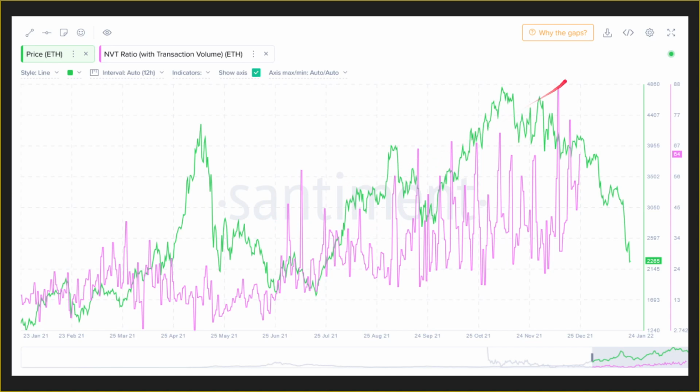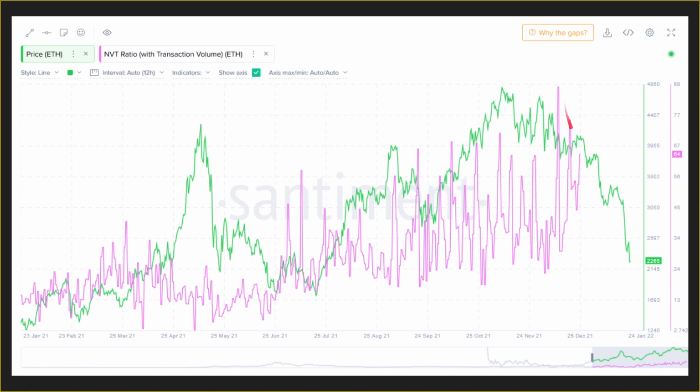Overall NVT ratio, the pink lines, increasing, higher levels of this ratio, overall network value and transaction volume, price increasing along with it. Now, while the price of Ethereum is dropping so far based on the data that we have received from Santiment, we do see a general increase, particularly going into December, of NVT ratio.